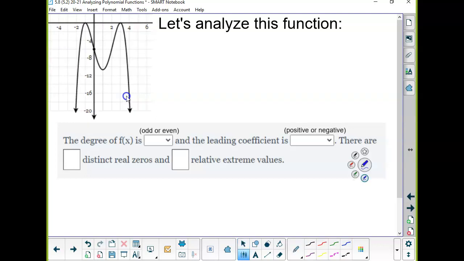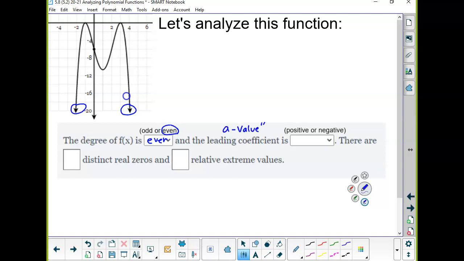And so the degree of f is, and then if you hit the toggle, it's odd or even. So looking at this, odd or even? Even, right? Perfect. Even, because both arrows are going down. And the leading coefficient, now we didn't talk about that, but that's the a value.